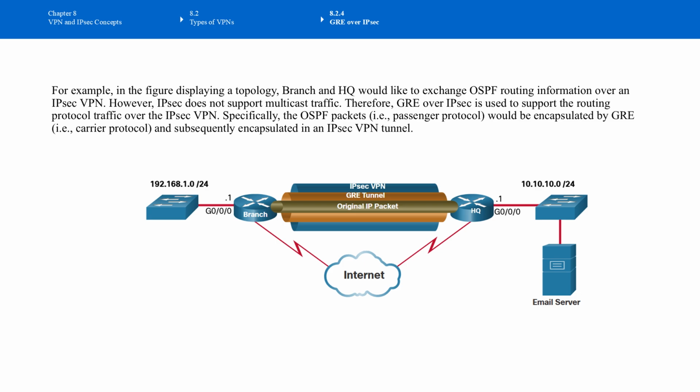So the original IP packet goes to the GRE encapsulation, then goes to the IPsec protection, and at the end reaches the internet. At the headquarters router, the process is reversed. First, it does IPsec decryption, and then GRE decapsulation, and now it can retrieve the original IP packet.